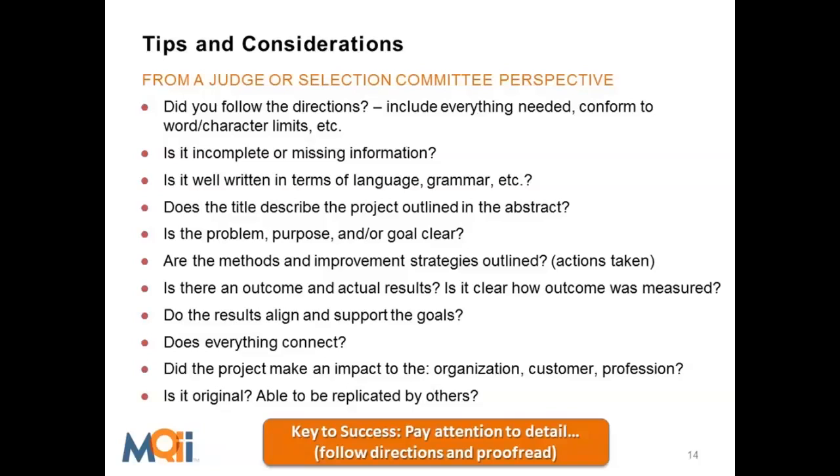But my first and foremost key to success is just paying attention to detail, following directions, and making sure you go back and proofread.